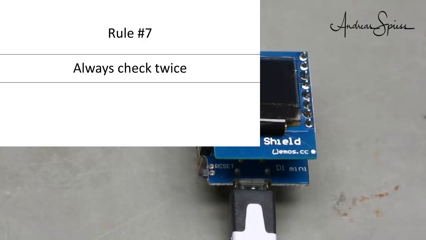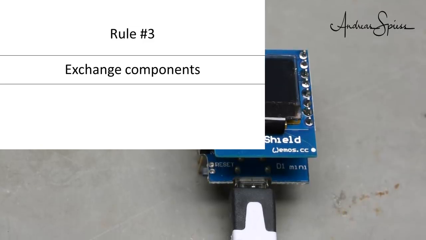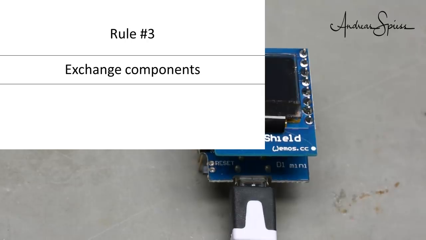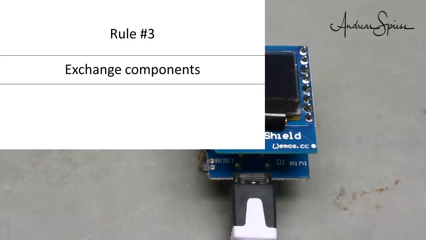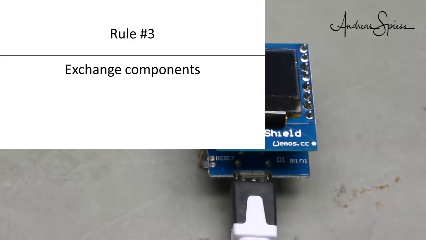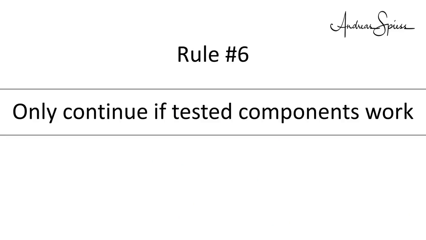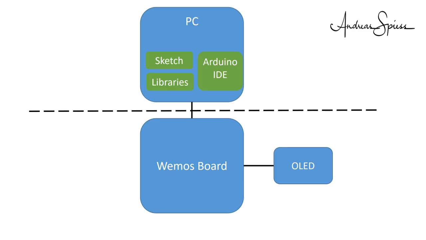display with another one, rule number 3. If this does not help, we change the sketch to an example sketch of the display library, rule number 3 for the code. We only continue if we see the message on the display, rule number 6. Now we know that our Wemos and our display work and we can connect the temperature sensor.